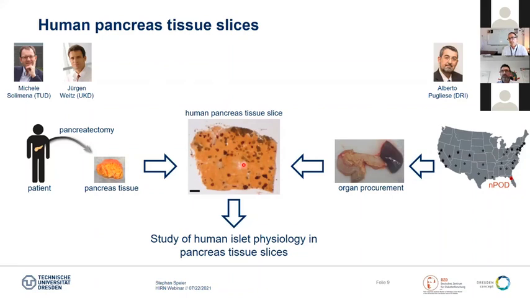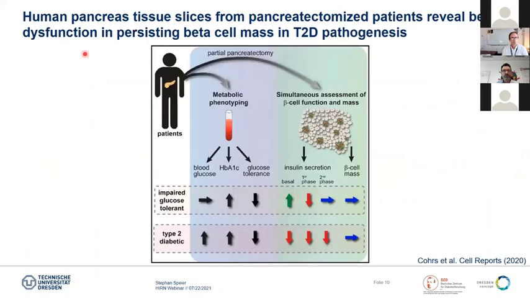So, two proof of concept studies that we did since then, which are published, which I'm just going to show you very fast because the exciting new data is going to come from Alejo's side. So you might have seen this one when we did the first study on the pancreatectomized patients. The fascinating thing for us was that we could phenotype these patients before the surgery.